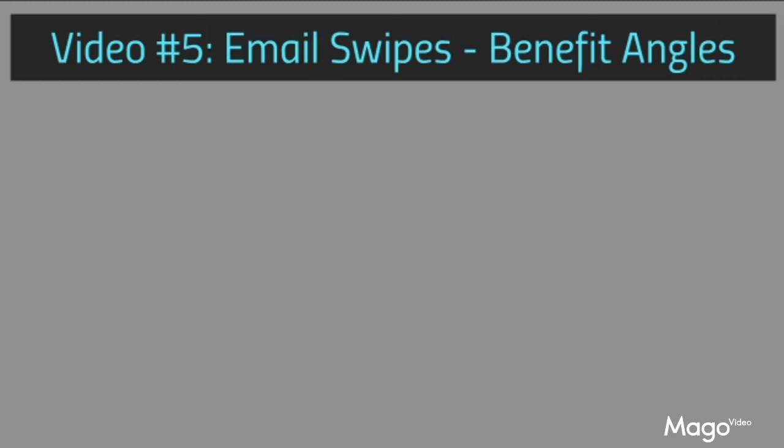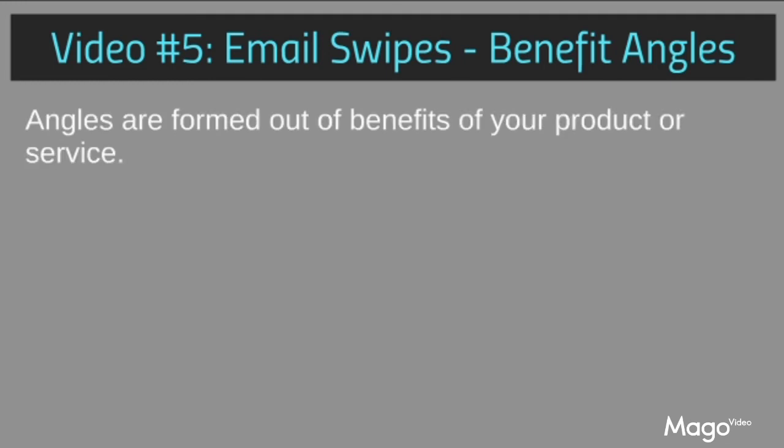So if you can answer these in many different ways, you can look at your product or service and see what the benefits are to them actually buying it. Does it solve a pain? Does it save time? Does it save money? And things like that. So I'll give you some ideas on different benefit angles that you can apply to your email course. As I stated, angles are formed out of benefits of your product or service.